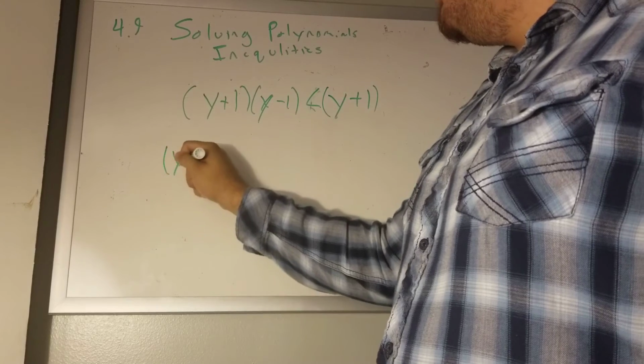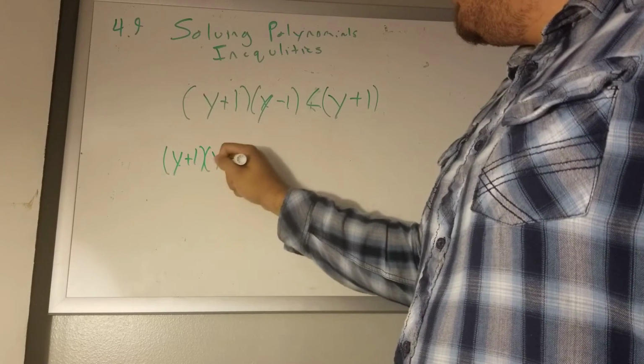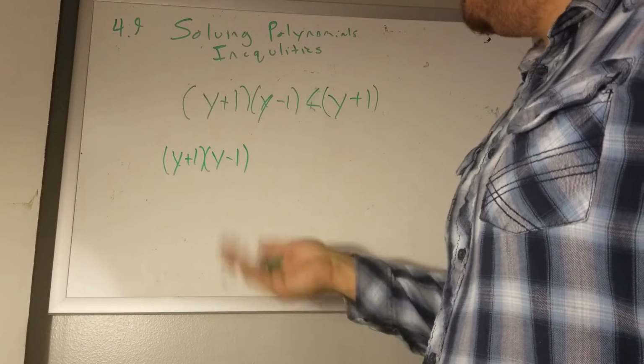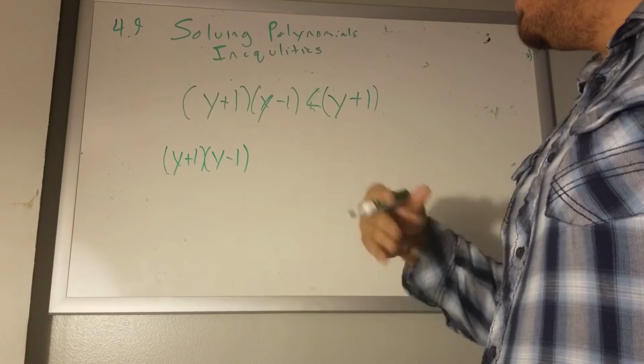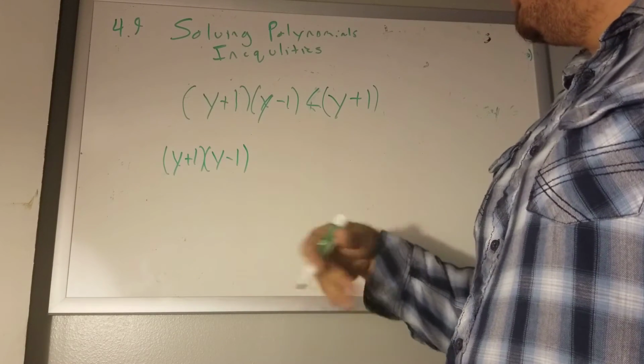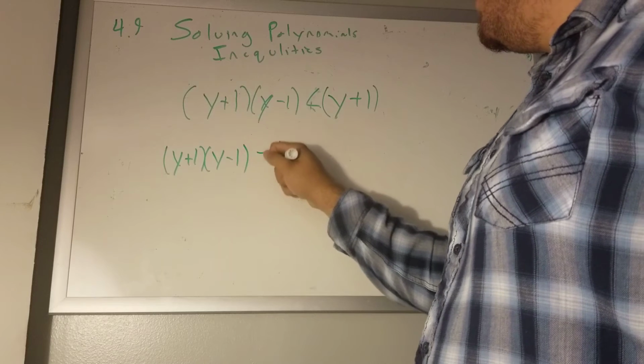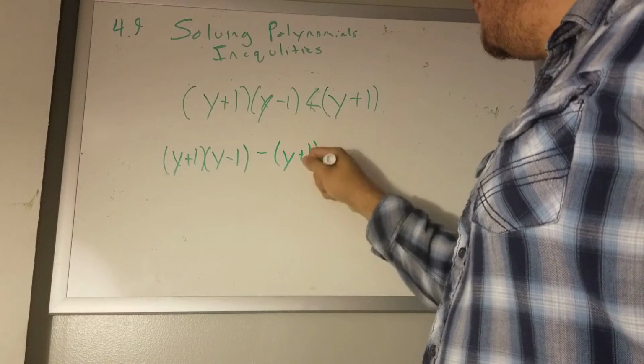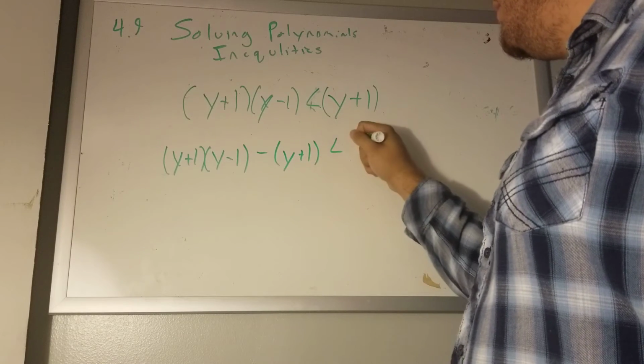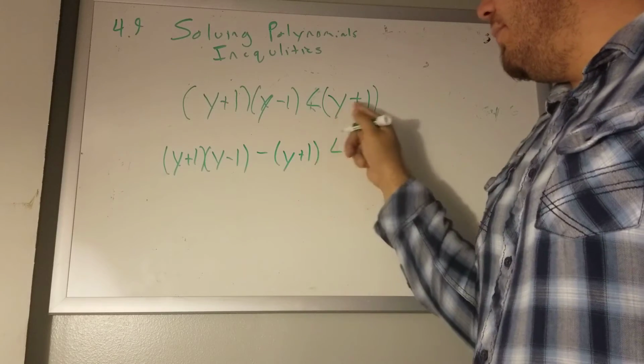So I got y plus 1, y minus 1, and I'm sorry if I speak fast, but I figure since you could pause the video, you can just stop at any moment. So I'm just going through it quickly. Minus y plus 1 is greater or less than 0. I subtracted y plus 1 on both sides.